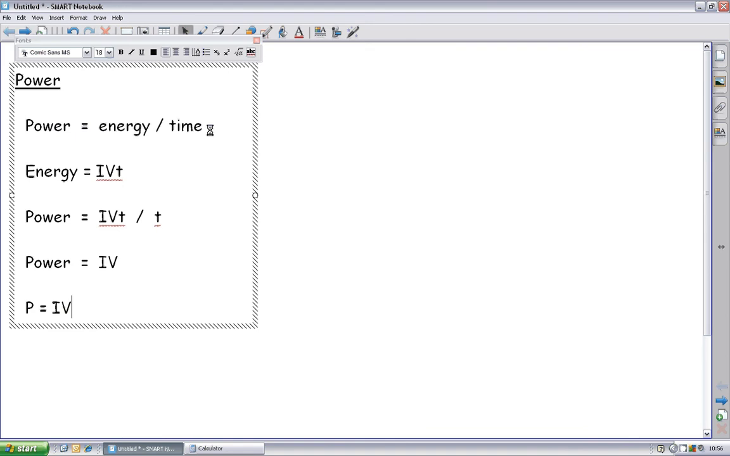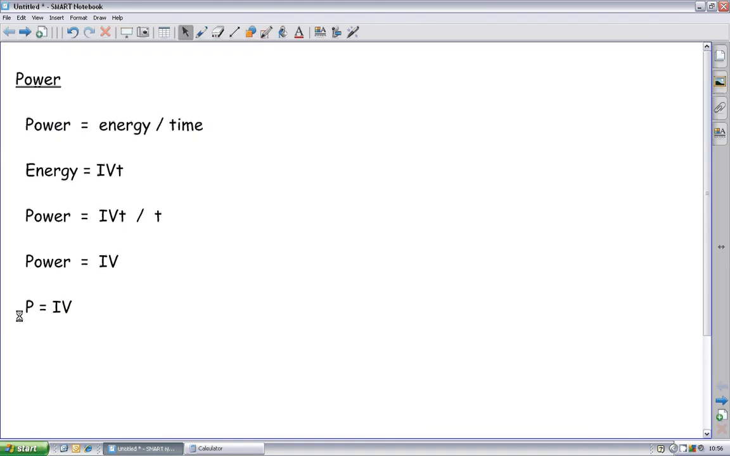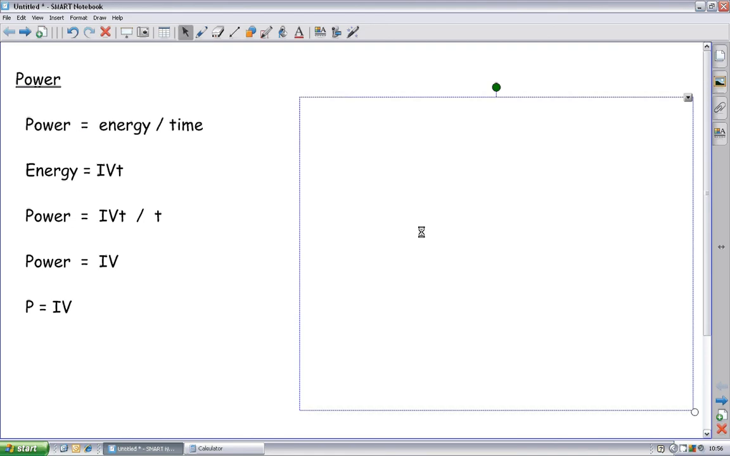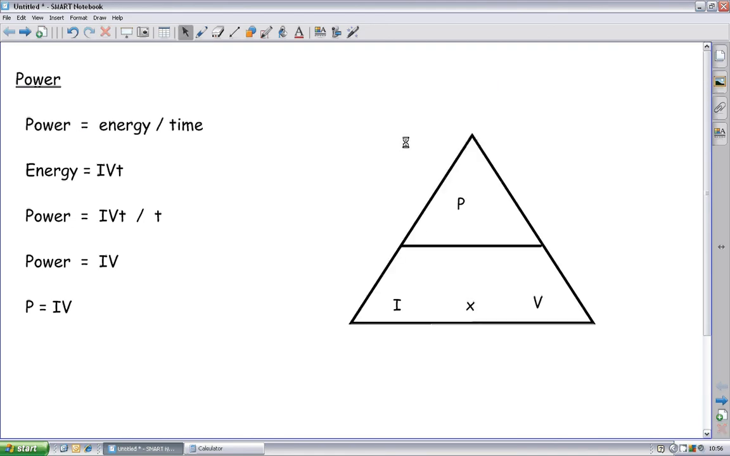And that's our key equation for this episode. P is equal to IV. The power is equal to the current multiplied by the voltage. And that forms a little maths triangle like that. The P, I, and V.